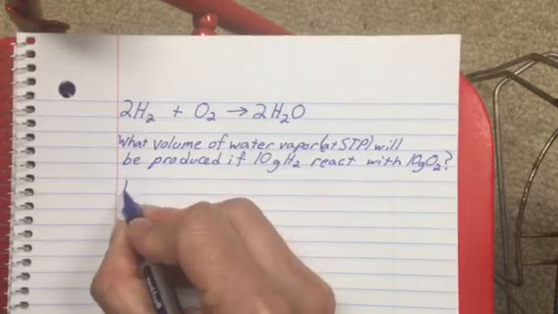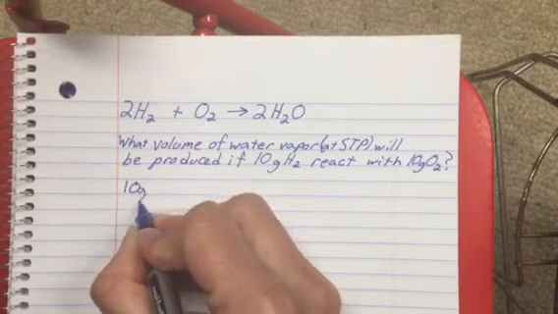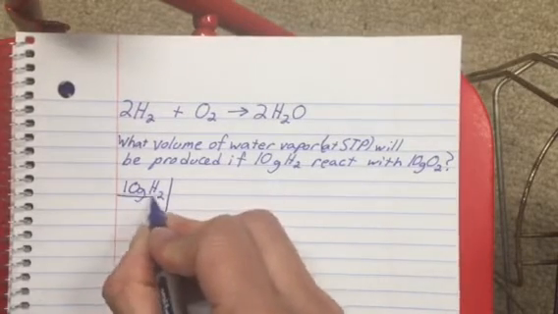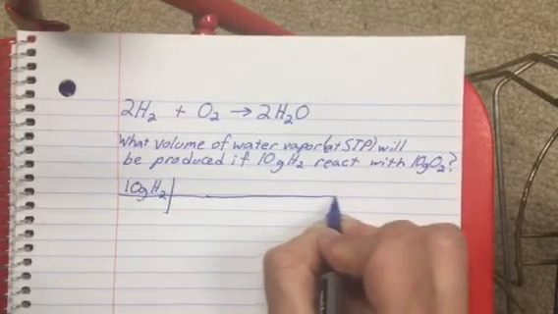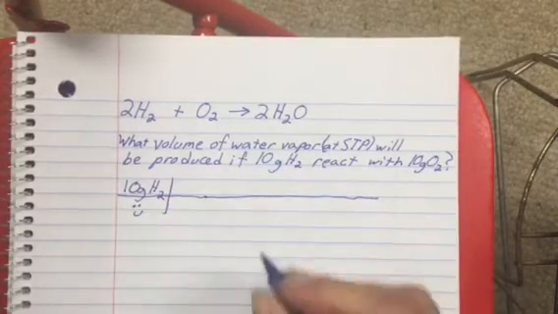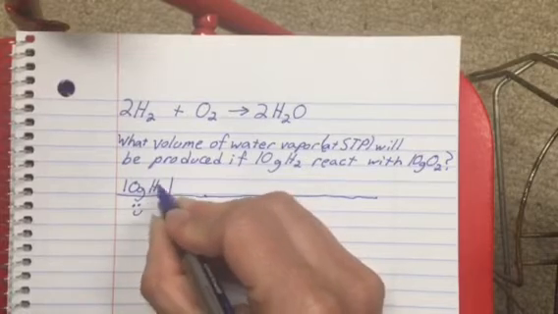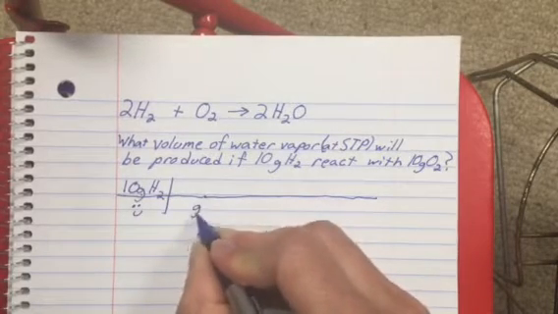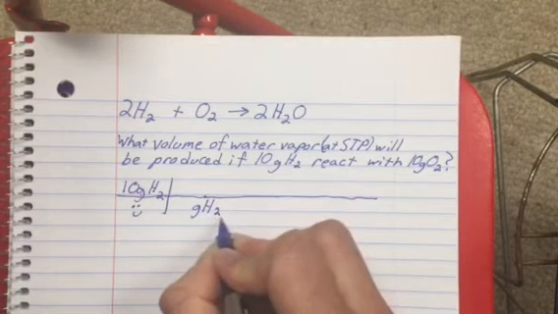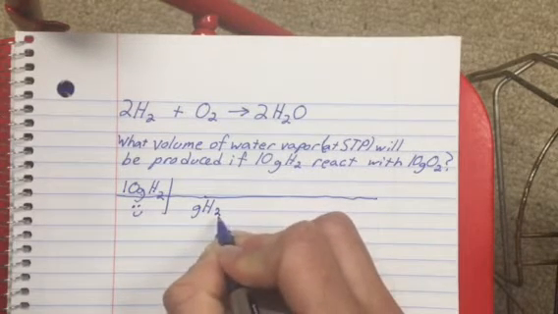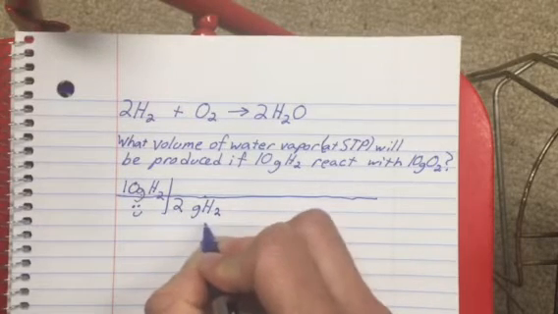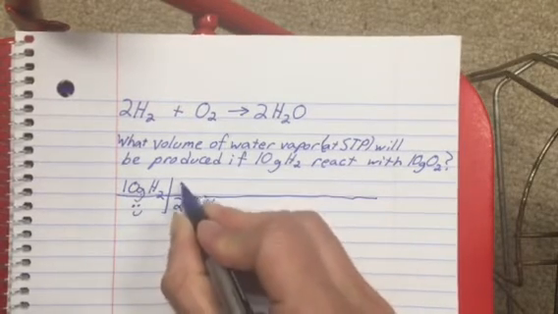So I say I have 10 grams of hydrogen. I'm going to round off my molar masses for the sake of simplicity here. I want to put grams of hydrogen on the bottom. And because it's H2 and the molar mass of hydrogen is approximately 1 times this 2, we're going to have about a mass of 2 grams of hydrogen in 1 mole hydrogen.